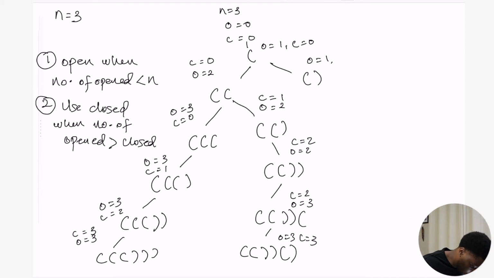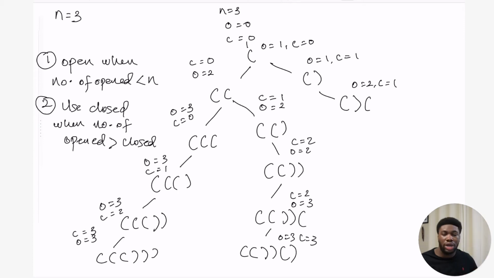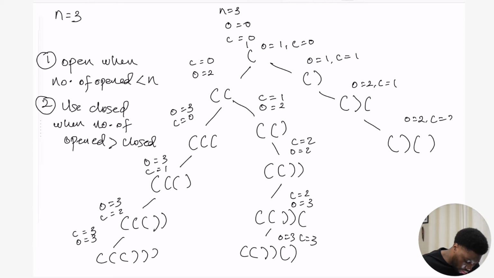We'll have, this would be closing equal to 1. We would have, well, we can choose to either open or close. Let's choose to close. We would have this. Opening is equal to 2 and closing is equal to 2.